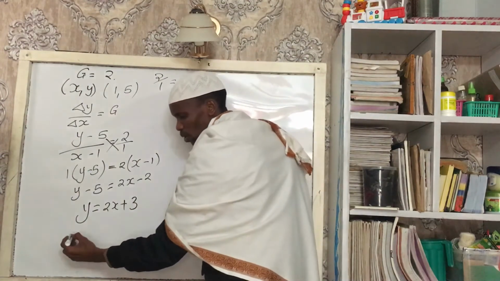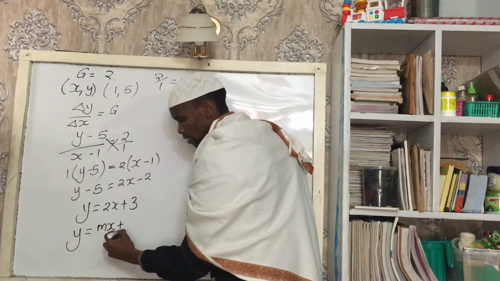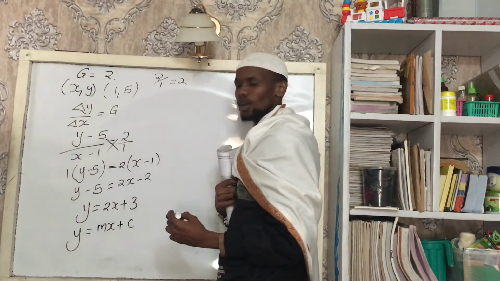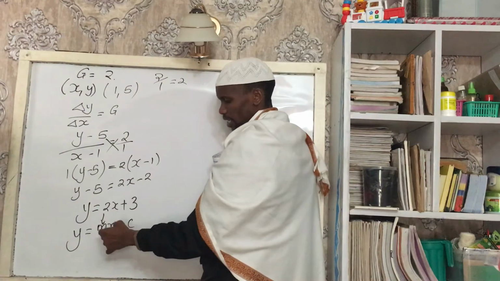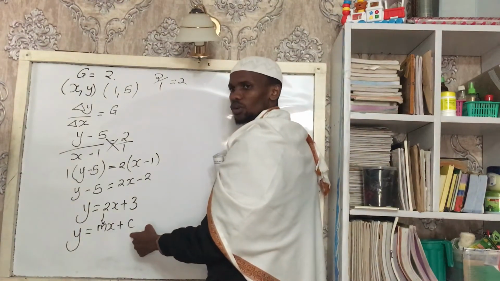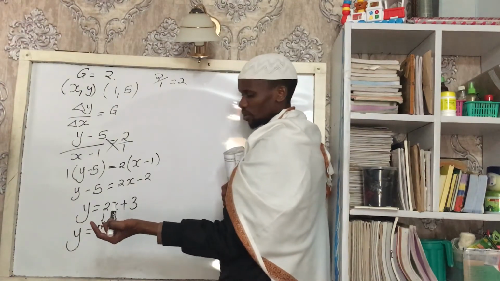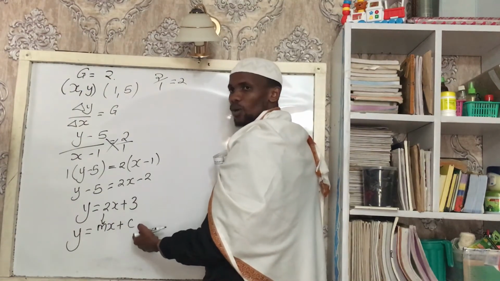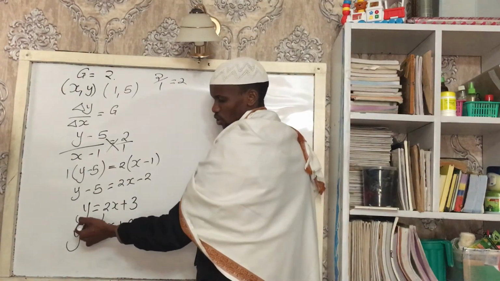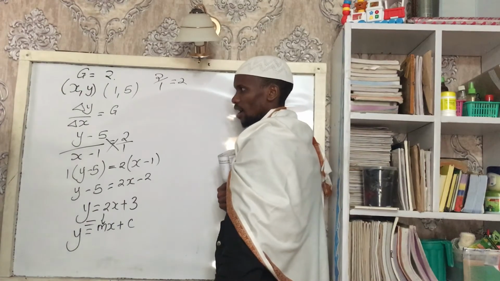Which is the same, or you must get in the form of y is equals to mx plus c, where m is the gradient of the line. Are we together? And x is going to be by itself. Are we together? And 3 is the y-intercept. And this is the equation of a straight line given a point and a gradient.